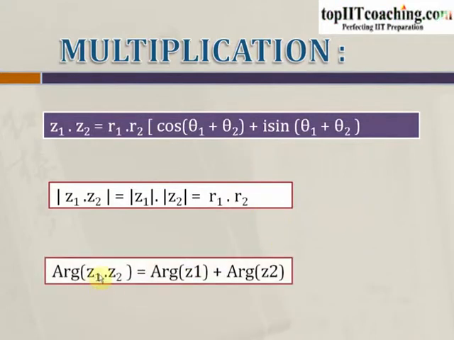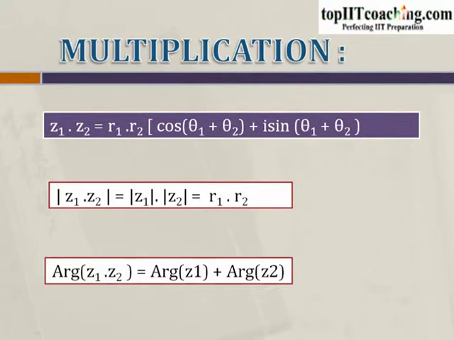Similarly, the argument of z1 into z2 would be theta 1 plus theta 2. Therefore, this is equal to argument of z1 plus argument of z2. Argument of z1 is theta 1 and argument of z2 is theta 2. Thus, when we multiply two complex numbers z1 and z2, the modulus would be the modulus of z1 into modulus of z2, and the argument of z1 z2 would be argument of z1 plus argument of z2.